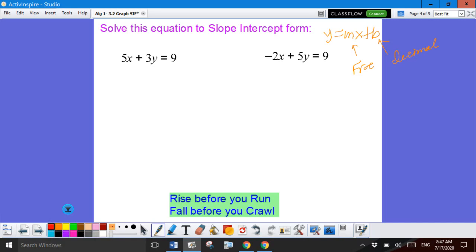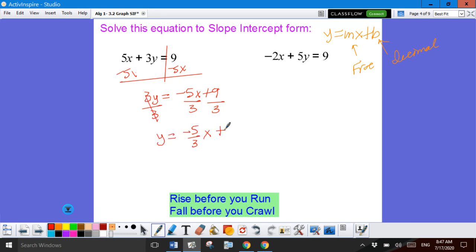All right, let's see how you did. So if I subtract my 5x, I have 3y equals negative 5x plus 9. And I'm dividing by 3. This one's gone. y equals a negative 5/3 x plus 3. There's my slope. There's my y-intercept. Now notice that since this is negative, we always want the negative on the top.